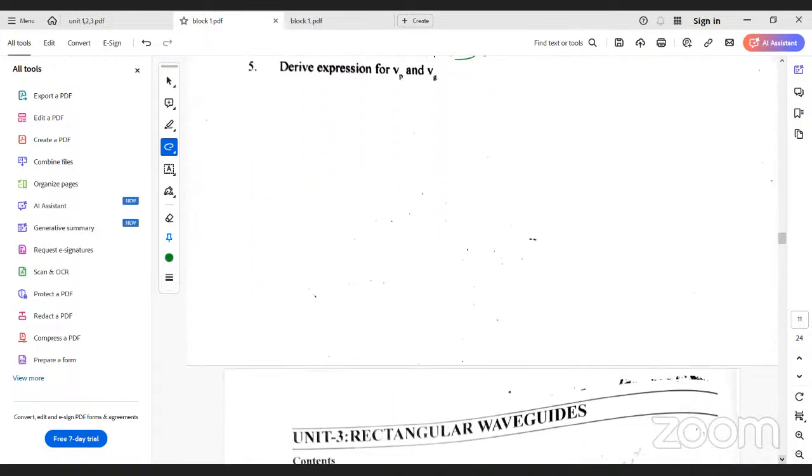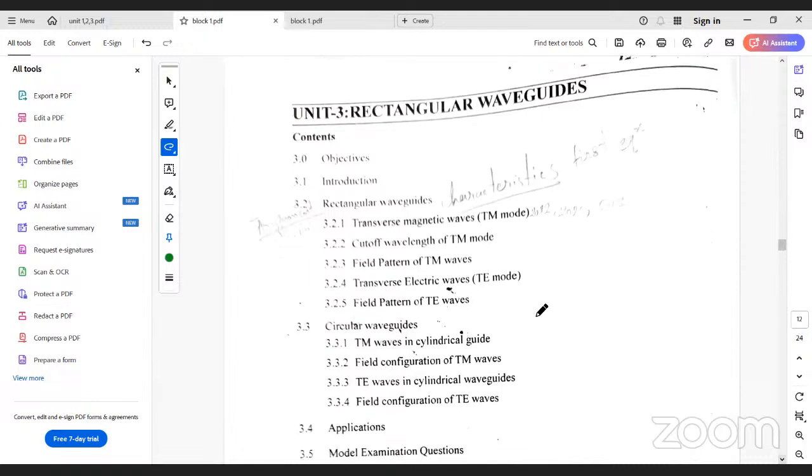In unit 3, one question is characteristics of rectangular waveguide. First, the rectangular waveguide introduction part we have to do. Next, TM mode, so next the field pattern of TM mode. Next type of essay question is TE mode. Next is the field pattern of TE mode. So four types of essay questions we can guess from rectangular waveguides. If the rectangular waveguide is understood, you will easily understand circular waveguide. Now we will see rectangular waveguides.